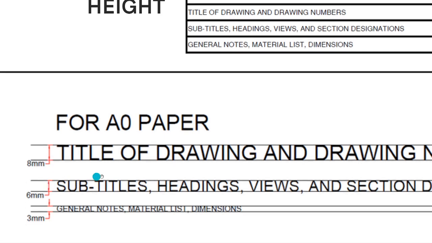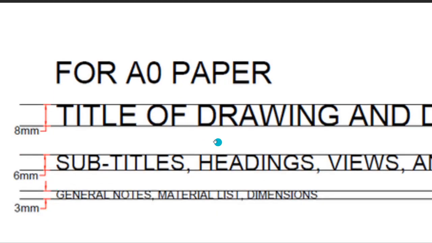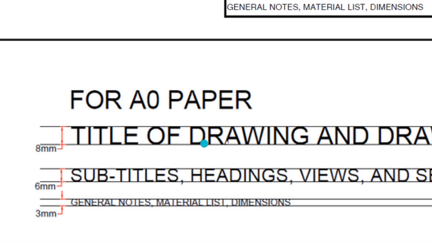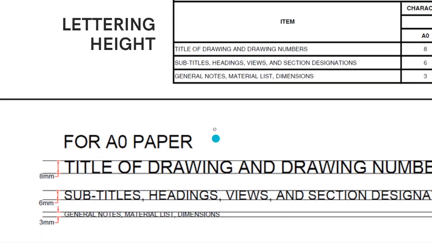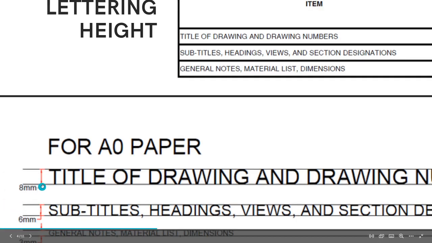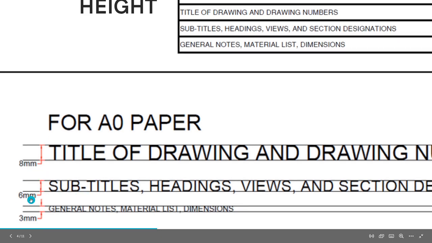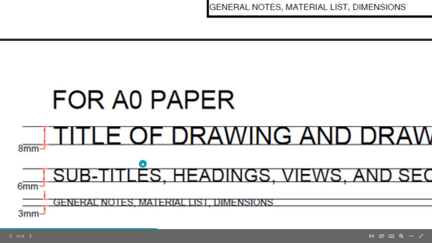So, I will give you the difference. Let's try an A0 paper. Reminder: for an A0 paper, you have 3 sizes. So, 8 mm size for the title of drawing, and you can see the difference in heights. Subtitle, 6 mm, and general notes, material list, dimensions, 3 mm. So, you can see the difference. Of course, 3 mm is way smaller than the 8 mm size.